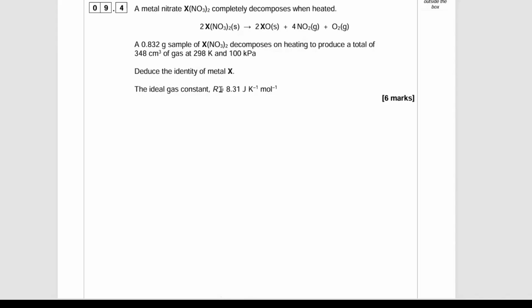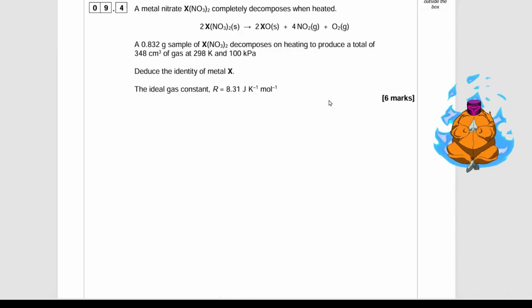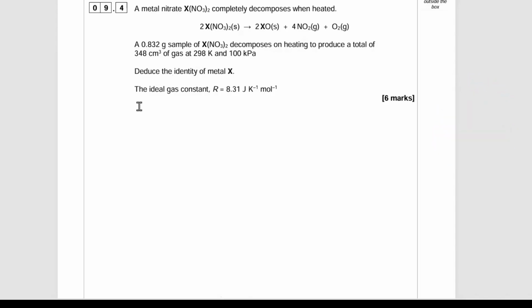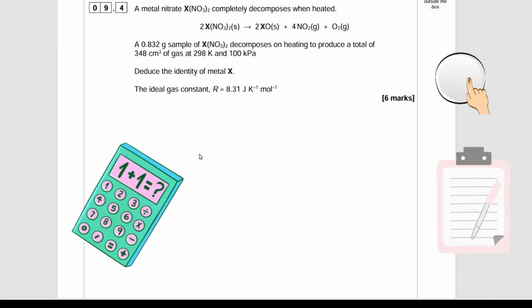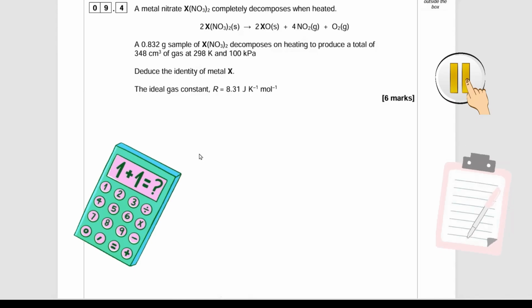The ideal gas constant R is 8.31. 6 marks. Let's get on and work it out. So why don't you grab your calculator? You're going to need a pen. You're going to need a pad. Have a go at this, and then I'll go through with the explanation and all the details that we need.